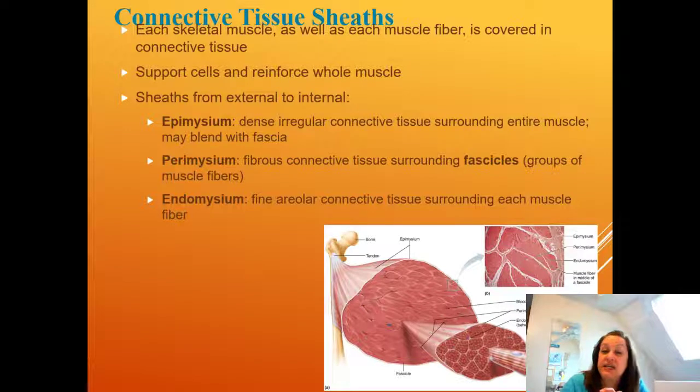Now, all of these are continuous. So it starts at one end of the muscle, goes around and through the muscle, and then connects again at the other end of the muscle. So what that does is allows that the entire muscle, whether it be the outside or the inside, is attached at the end to the tendons. And so when the muscle contracts, the whole thing contracts. When the muscle relaxes, the whole thing relaxes. It works as a unit because the connective tissue in and around the epimysium, perimysium, and endomysium allows that the entire thing is attached at both ends.